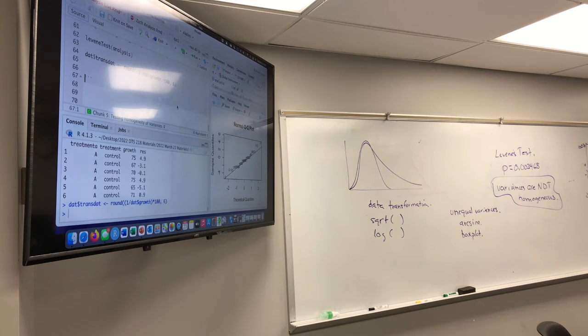When we run this line of code, if we look at the data set again, we can head the data set, and what we should see is a new variable that is the transformed data. And now what we can do is run the Levene's test on that new data column.